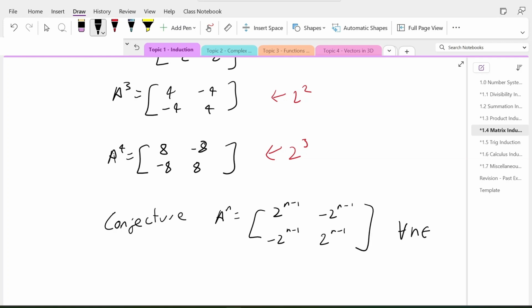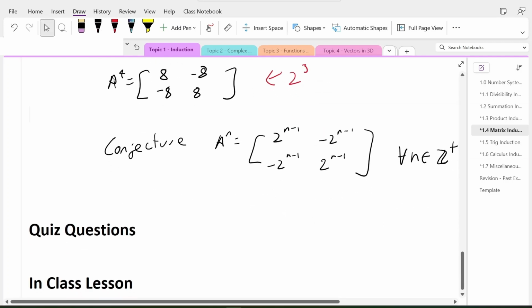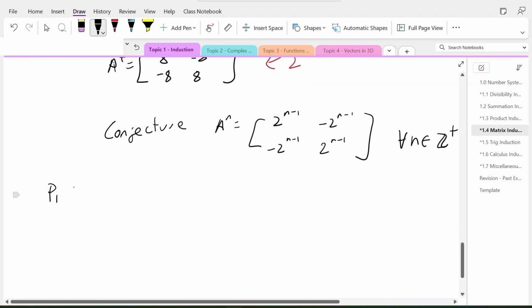For all n in Z plus. So there's our conjecture. Now let's prove it using induction. Okay, so P1. Now technically when we make a conjecture like this, we've actually already done the base case, but let's just check it. So A to the 1 should be, well, that's just the matrix A, which is the original matrix we started with.